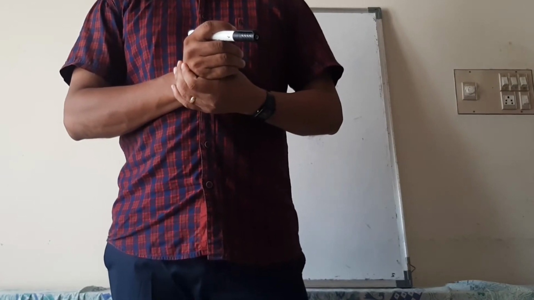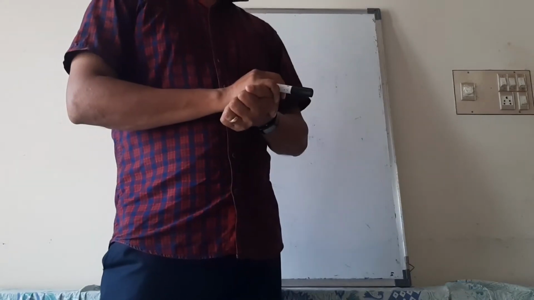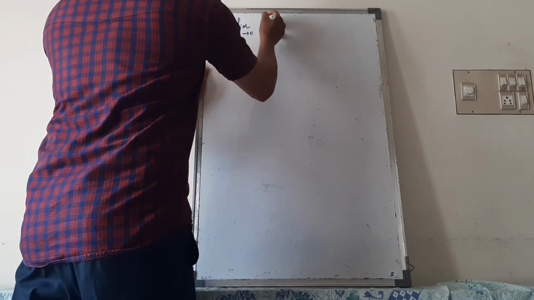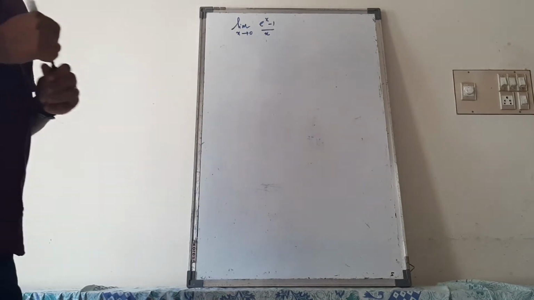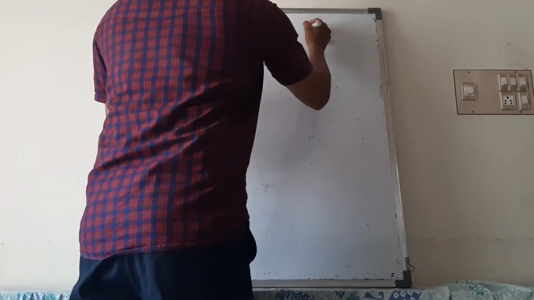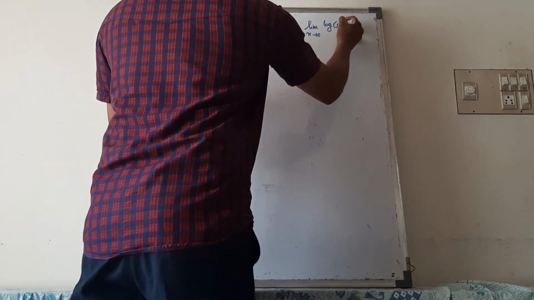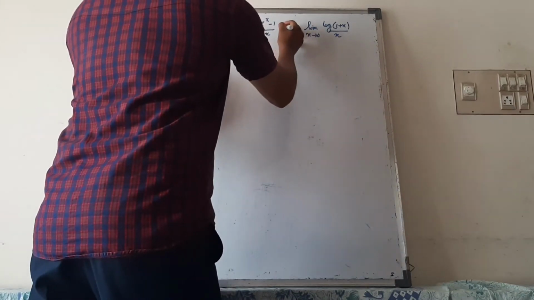Now we have to discuss the derivative of other functions, that is exponential and logarithmic functions. Before we find the derivative of these functions, first we find the limit of some functions. That means first we find limit x tends to 0 of e raised to x minus 1 divided by x. And second is limit x tends to 0 of log 1 plus x divided by x. These two functions have limiting value 1.